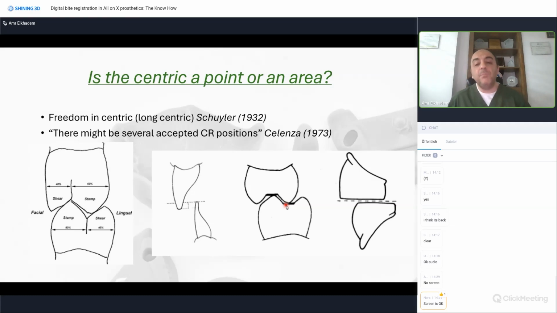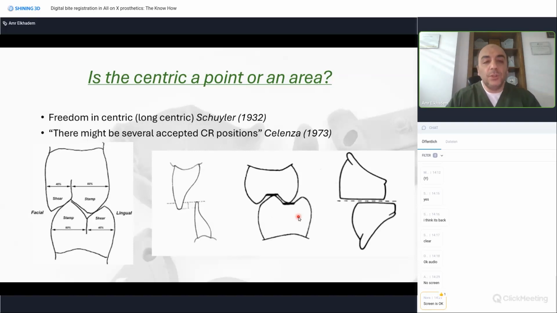And this gives us a little bit of permissibility. It's not too much permissibility, because if you make it flat like this, you lose the cutting efficiency and it becomes really not esthetic. So I'm just looking for a compromise between the left side and the right side. And this is why we like to define the centric a little bit as an area: a long centric, a wider fossa, and a less sharp cusp.